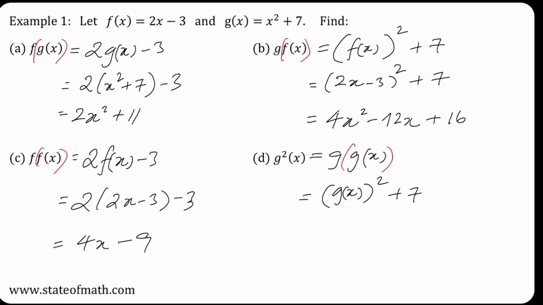Note the use of brackets around g of x. So I've got x squared plus 7, square it, and then plus 7. If you want, you can expand and get x to the power of 4 plus 14x squared plus 49, plus 7, which will give me plus 56.